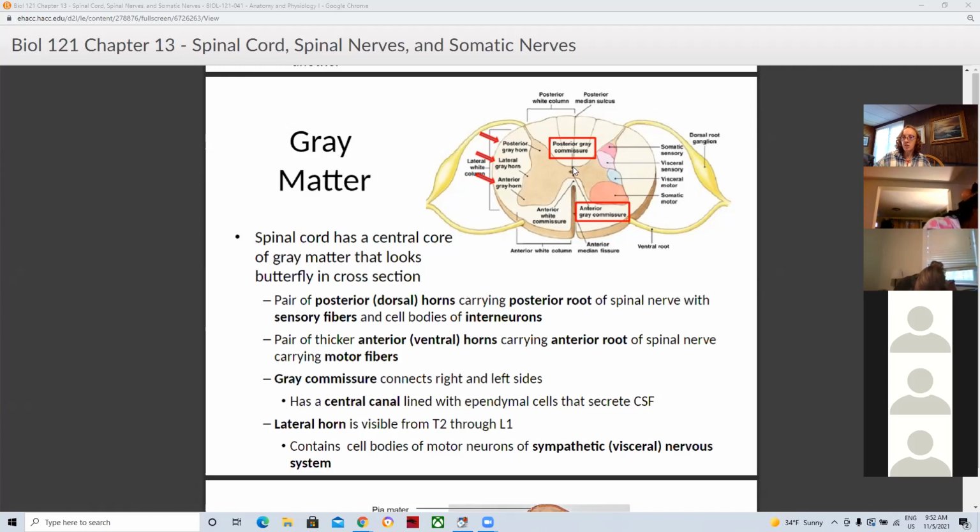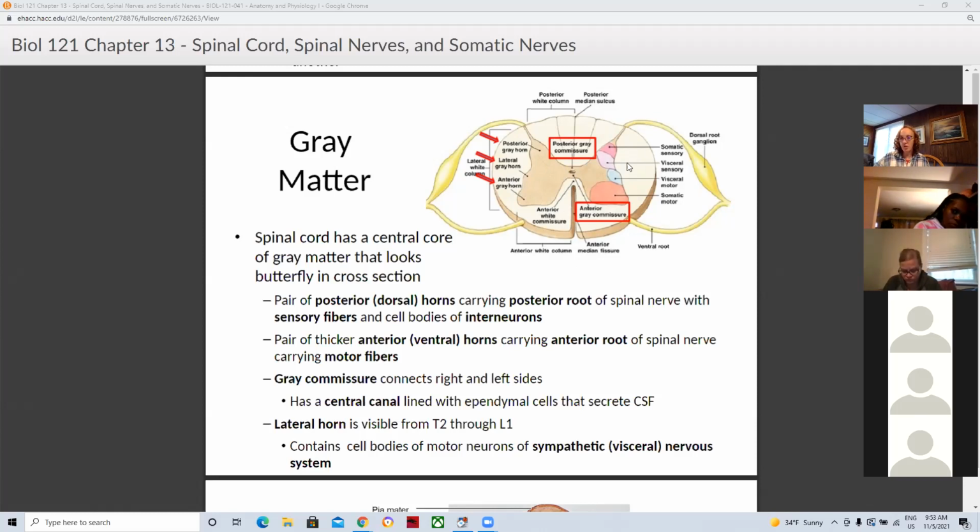The gray commissure connects the right and left sides of the gray matter and has a central canal that's lined with ependymal cells. What were ependymal cells? They're one of the neuroglia of the central nervous system that secrete cerebrospinal fluid. So the central canal in the gray commissure is going to secrete cerebrospinal fluid and be filled with cerebrospinal fluid.